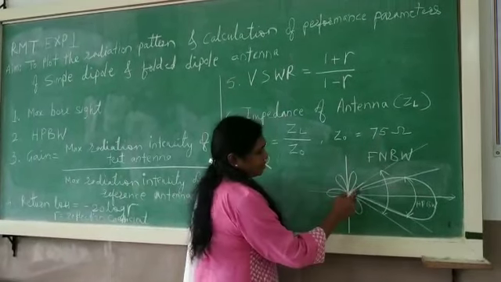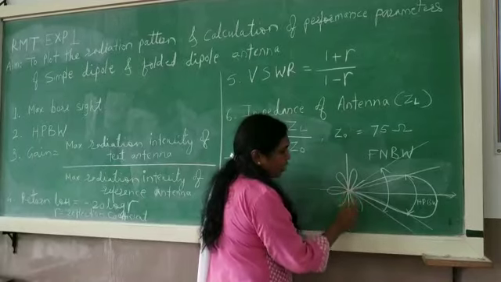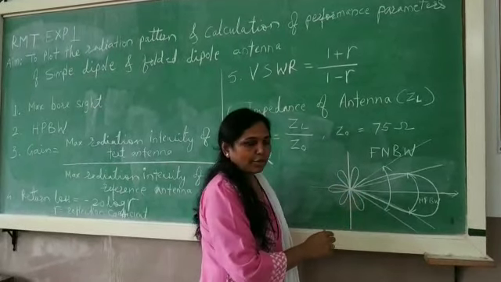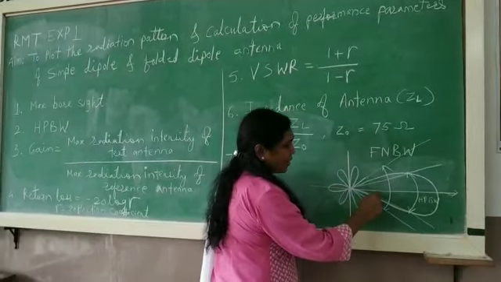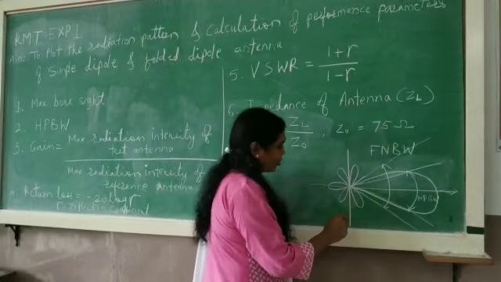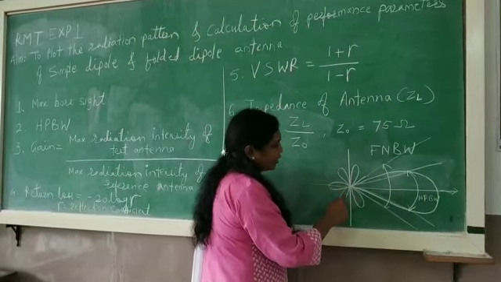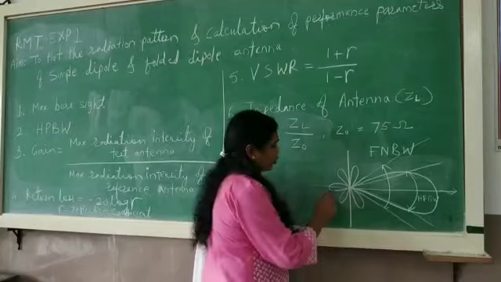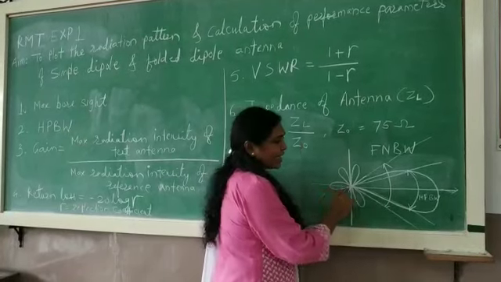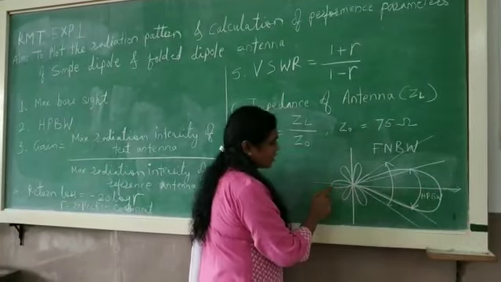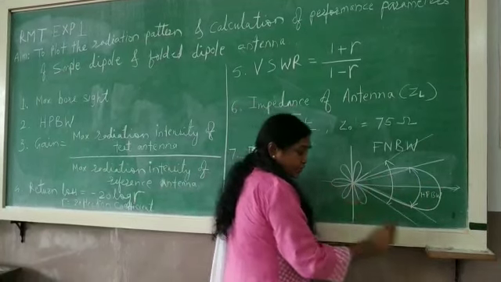Then these two are called the side lobes. The lobes which are adjacent to the main lobe are called side lobes. And then remaining, there may be n number of lobes. The lobe which is exactly at the back side of the main lobe is called the back lobe.